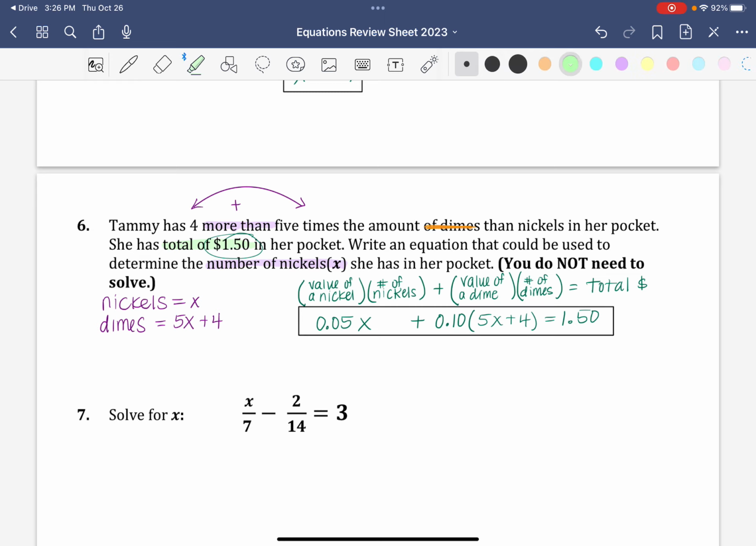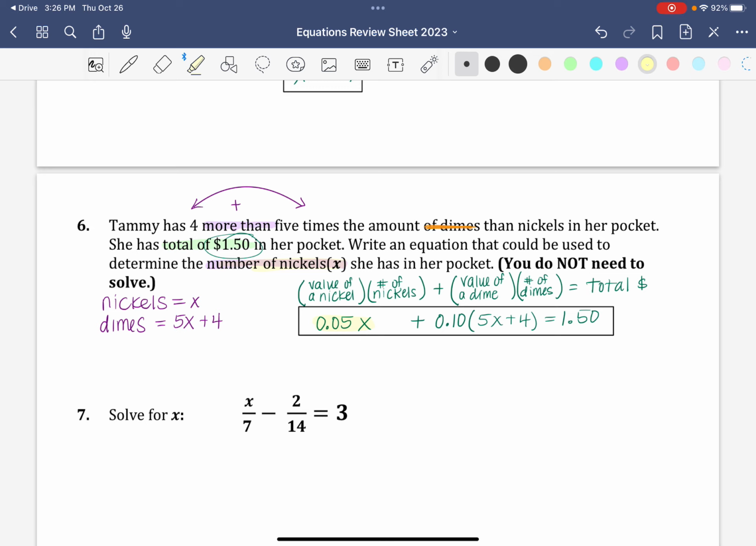Now, I said I was going to give you a little hint for a multiple choice, right? So we said the number of nickels is X. So that means that we know a nickel's 5 cents. So you have to make sure that the X is being multiplied by 5 cents. Any answer choice that doesn't have that should be eliminated right away.